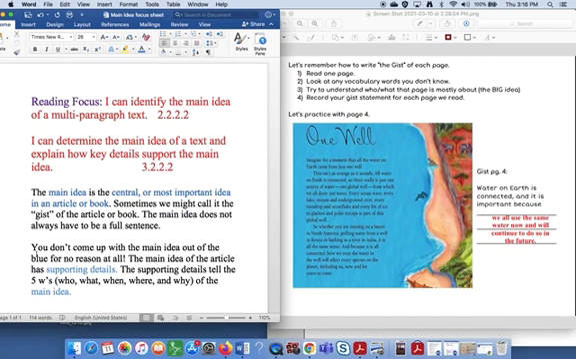So what I wrote here is, you don't come up with the main idea out of the blue for no reason at all. The main idea of the article has supporting details. The supporting details tell the 5 W's, the who, what, when, where, and why of the main idea.